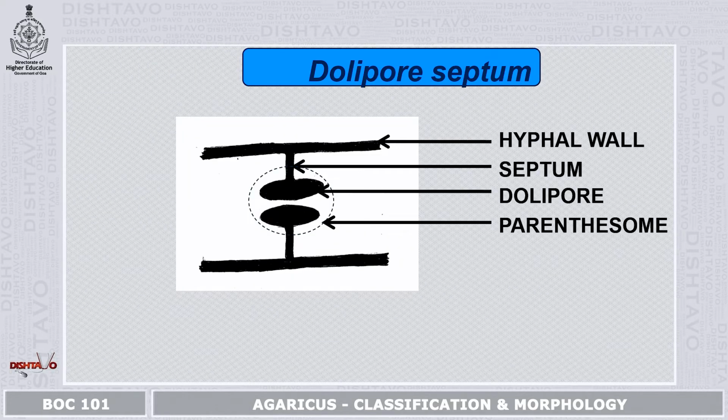This is how your doliporeseptum looks. This is the hyphal wall, students. This is the septum which has a pore, and it is surrounded by the parenthosome.